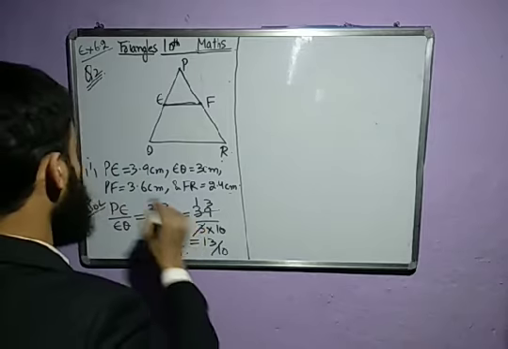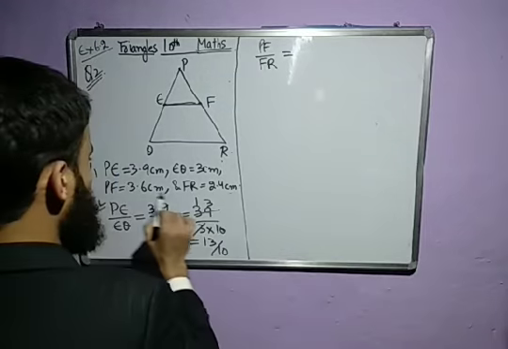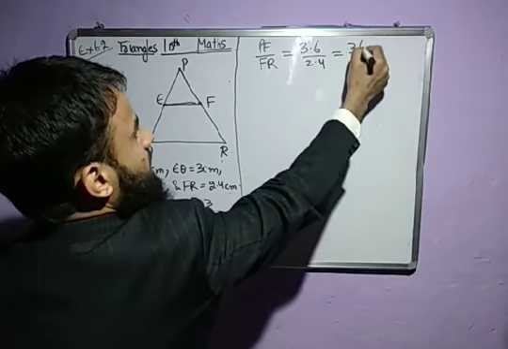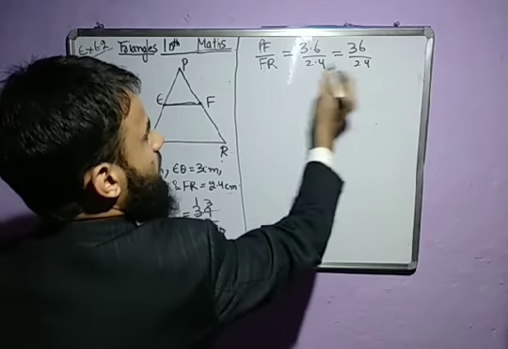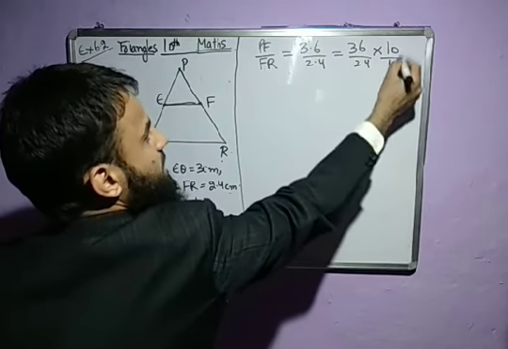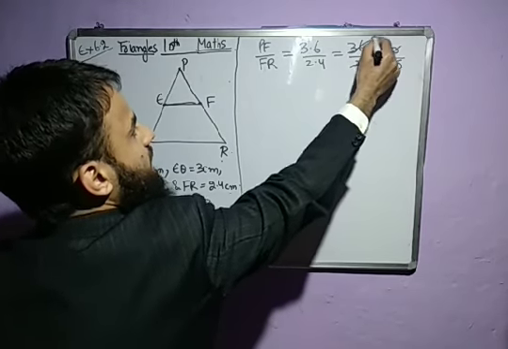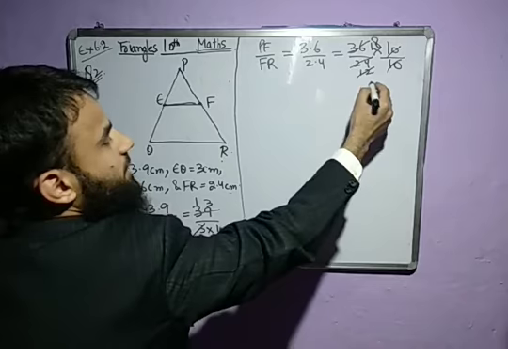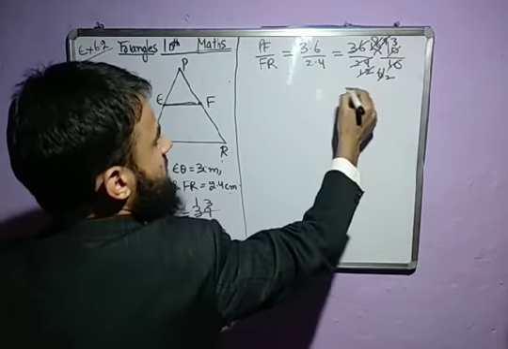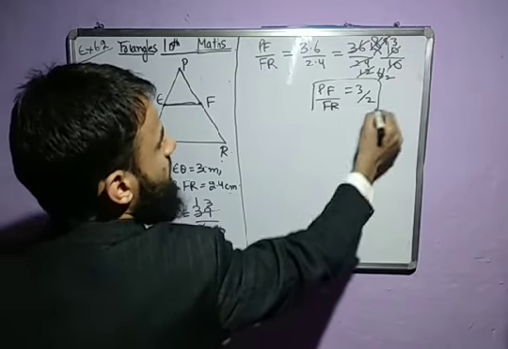Now let us calculate PF by FR. That is nothing but 3.6 divided by 2.4. It can be written as 36 by 24, with 10 in the denominator for both, so the 10 and 10 cancel. So it will become 36 by 24, which simplifies: 2 6s are 12, 2 9s are 18, 3 2s are 6, 3 3s are 9. So it comes out to be 3 by 2. PF divided by FR comes out to be 3 by 2.